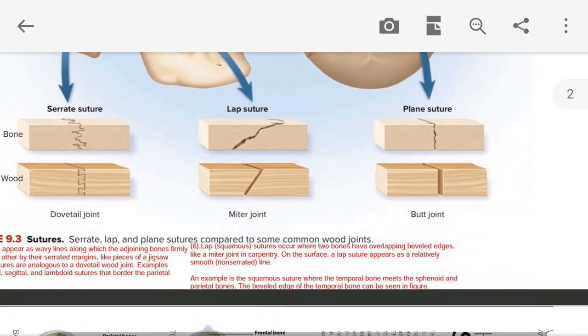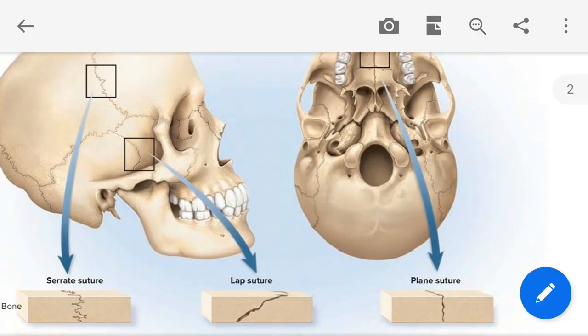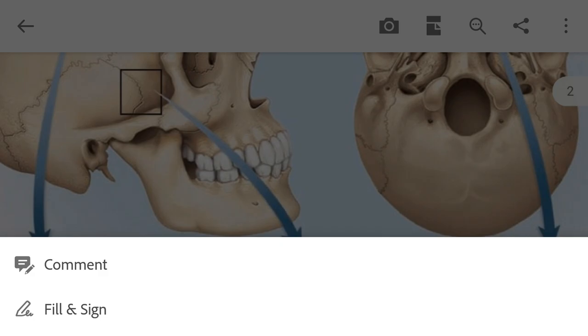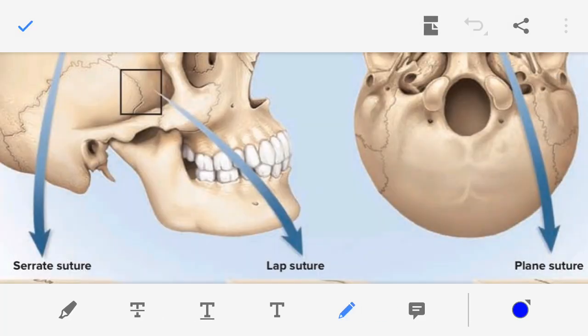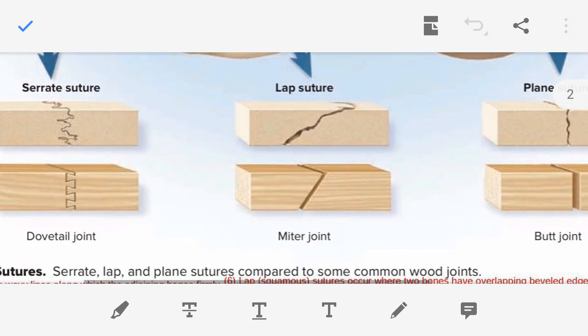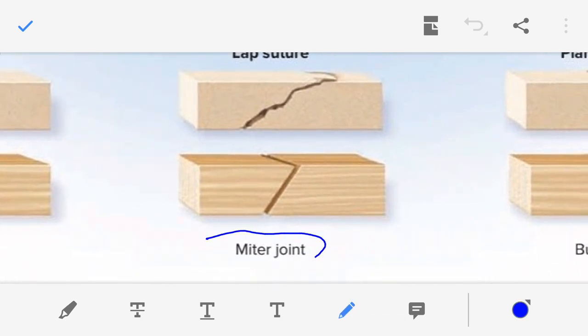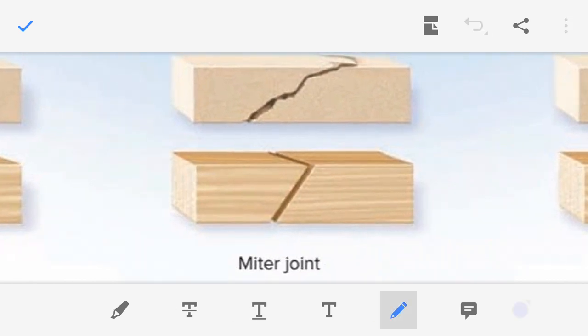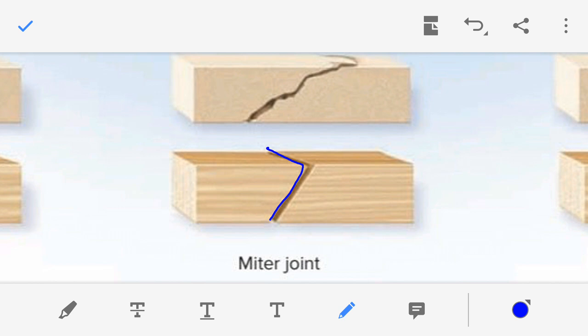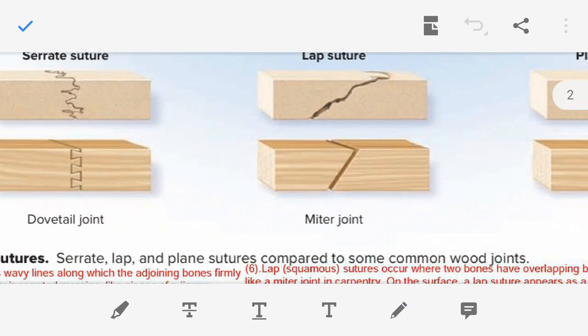First of all, where is the lap suture present? You see over here they are showing the lap suture. This one is the lap suture. And the carpenter with a piece of wood, this is one piece of wood and this one the other piece of wood. As you can see, both the surfaces of these two wood pieces are smooth and they are just joining to each other.